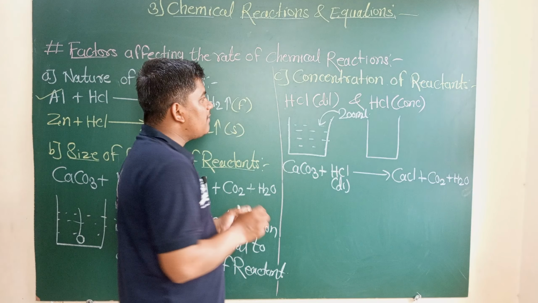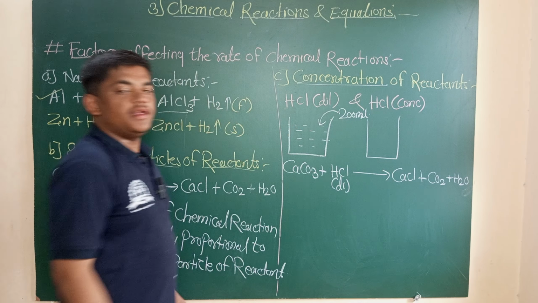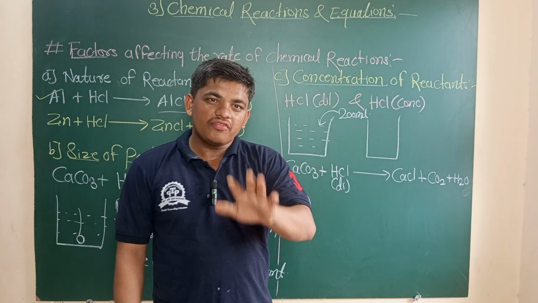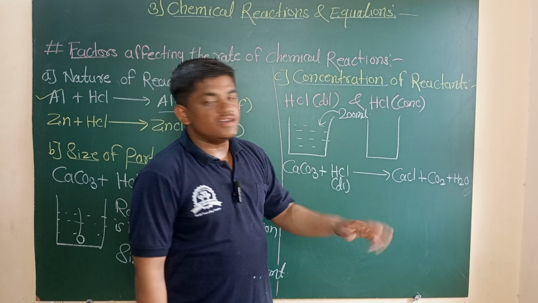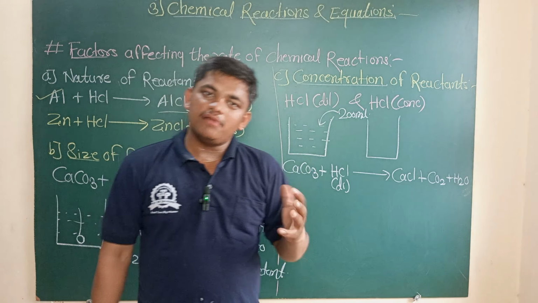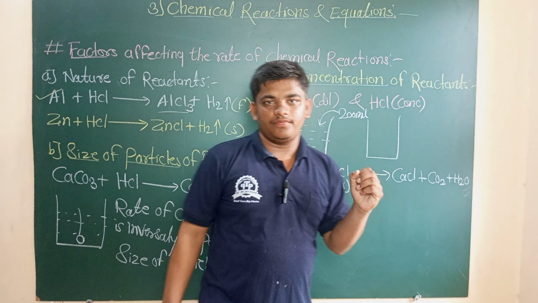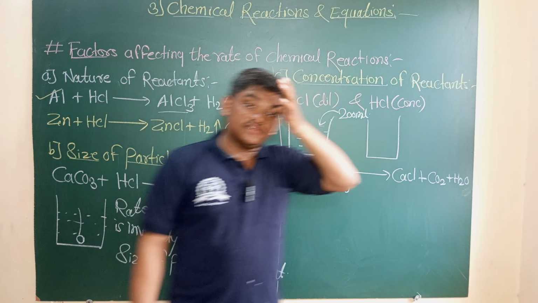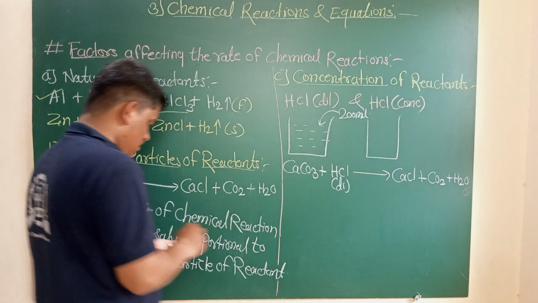This is one example showing that the concentration of the reactants also affects the rate of chemical reaction. If the concentration of chemical reactants is more, the rate of chemical reaction is more. That means the rate of chemical reaction directly depends on the concentration of reactants.